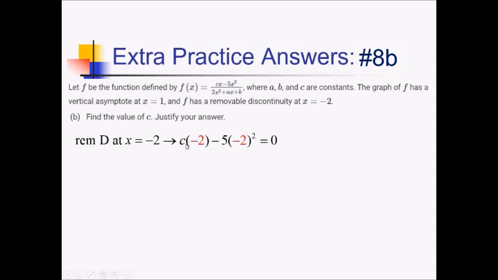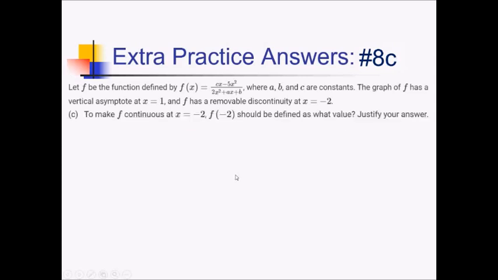So this is negative 2c minus 20 equals 0. So adding 20, dividing by negative 2, we come up with a c value of negative 10. For this problem, they're saying to make f continuous at x equals negative 2, f of negative 2 should be defined at what value? Okay, so to move any further here, we need to rewrite this with a, b, and c actually plugged in. We need some numbers at this point.